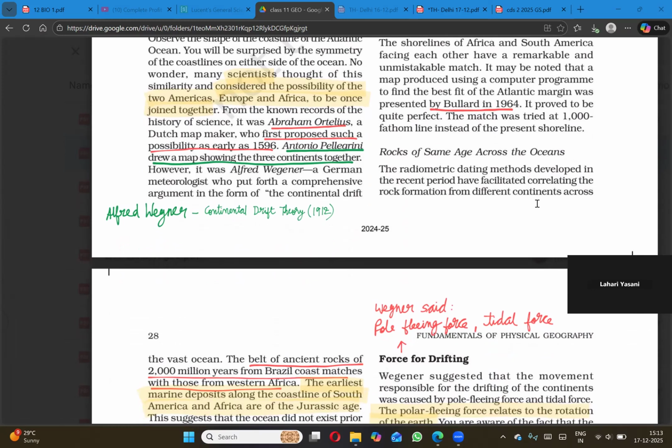How do we predict the ages of rocks? By carbon dating. There are various methods, and one of the most efficient and widely used methods is carbon 14 dating.